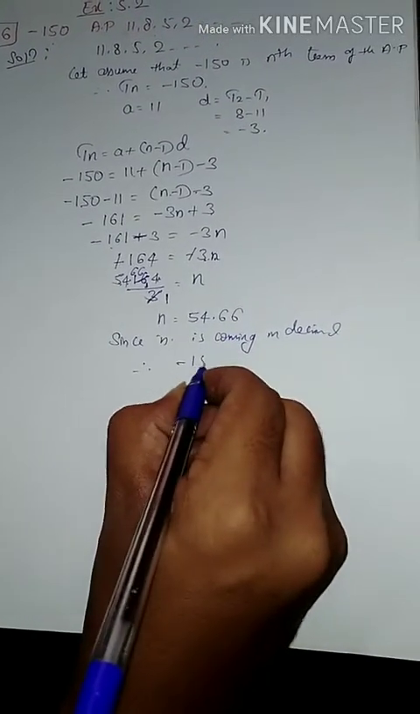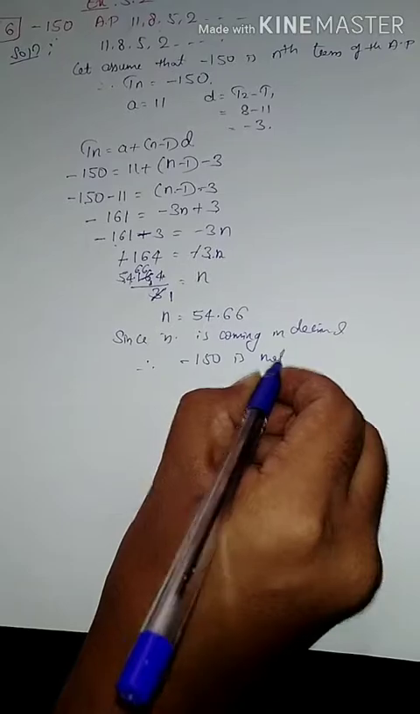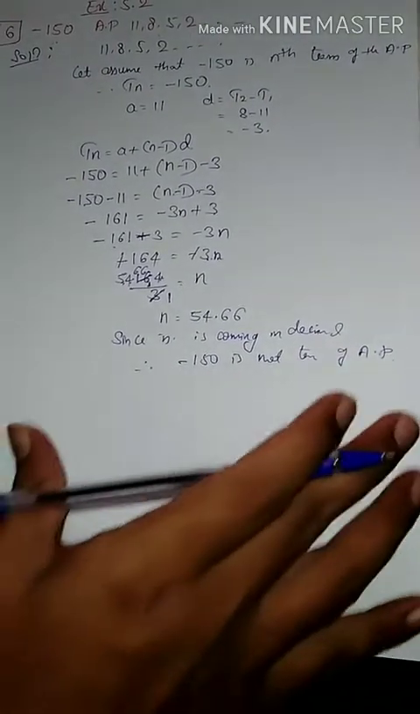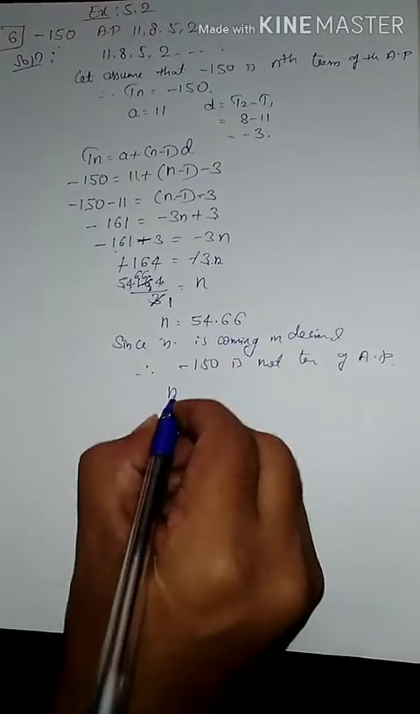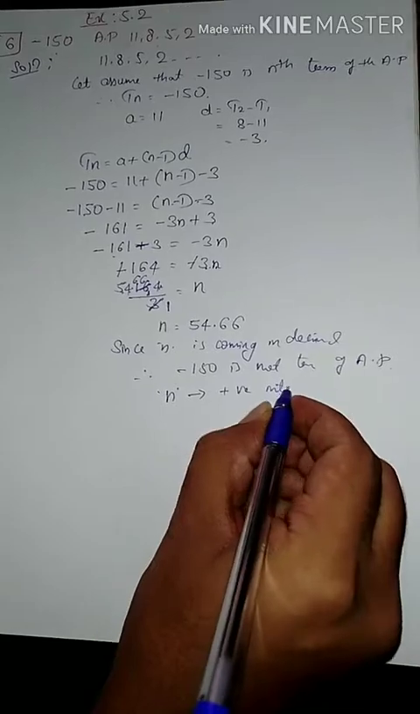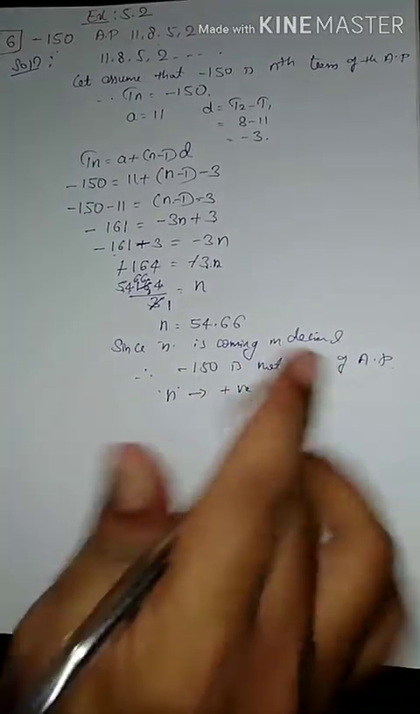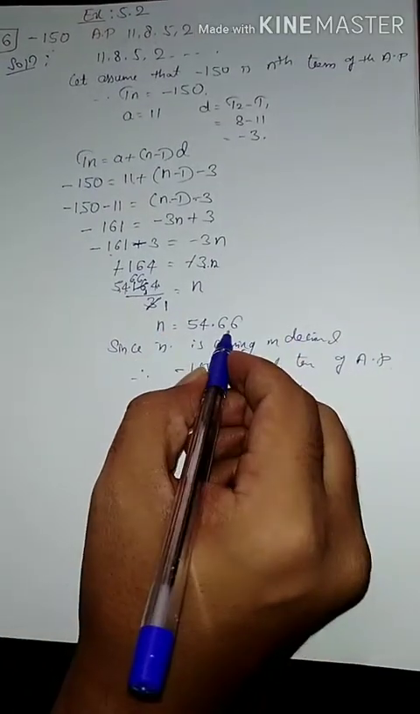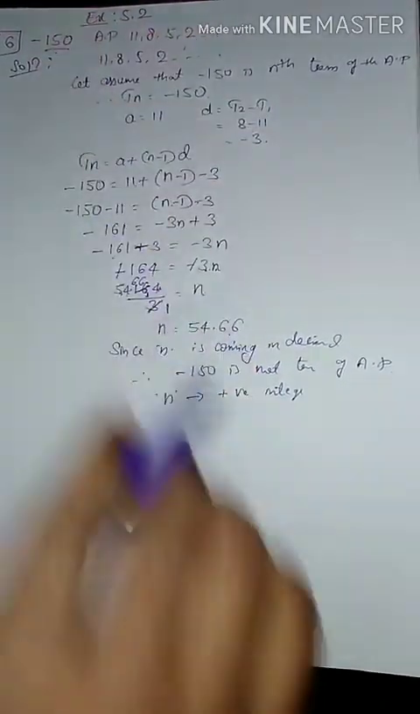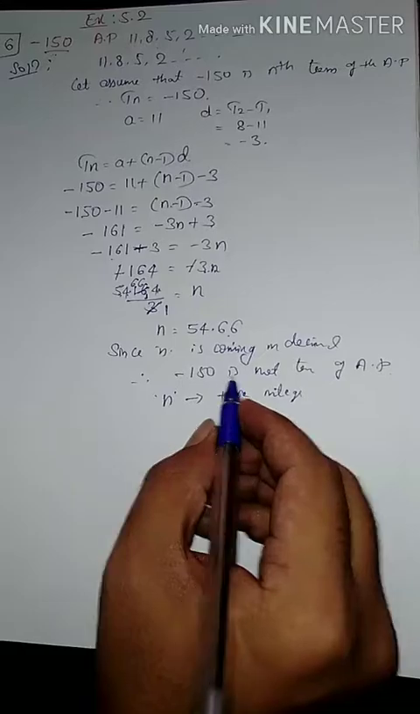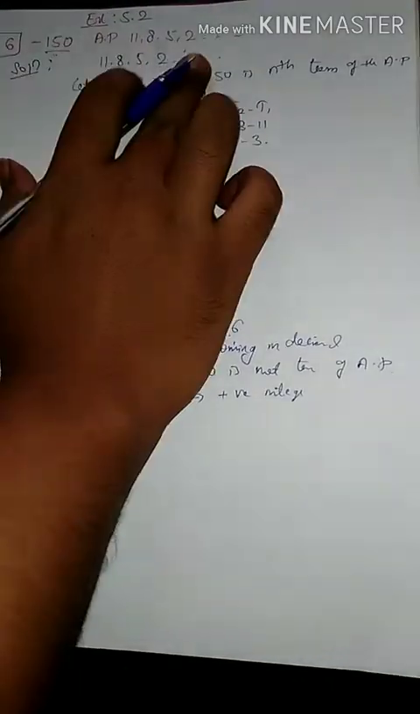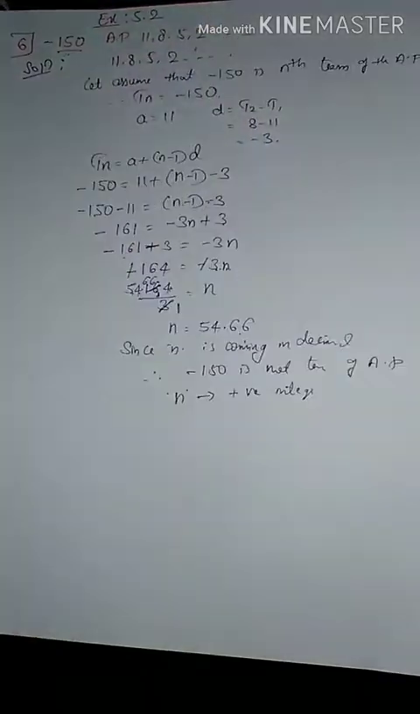Since n is coming as a decimal, therefore minus 150 is not a term of the AP. Please remember here that n is always a positive integer. n is not a negative integer or a decimal number. If n is a decimal number or a negative integer, it is not a term of an arithmetic progression. Therefore, minus 150 is not a term of the arithmetic progression.